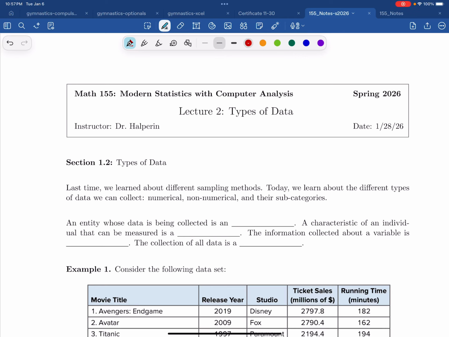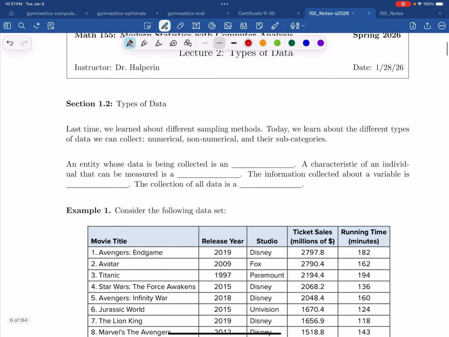This video covers section 1.2, types of data. In section 1.1, we learned how to collect data through various sampling methods. In this video, we're going to learn how to classify the data that was collected. First, a couple of terms.